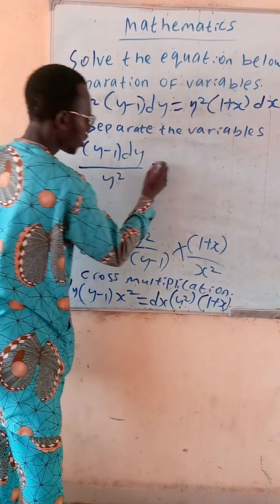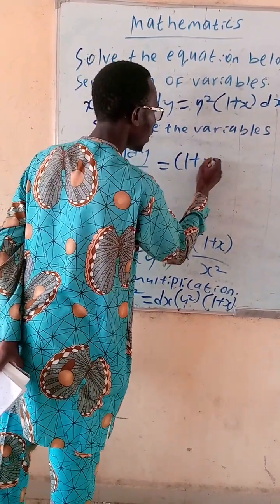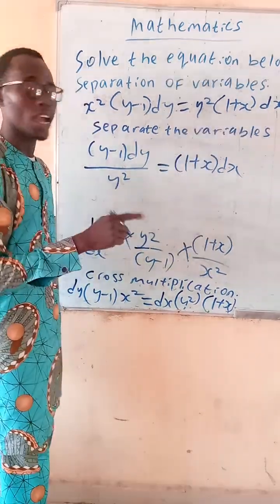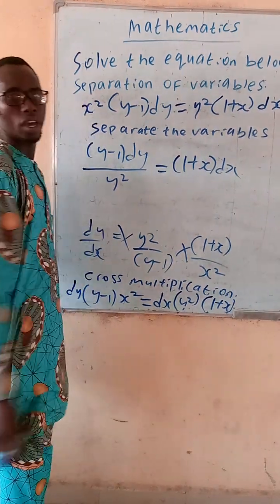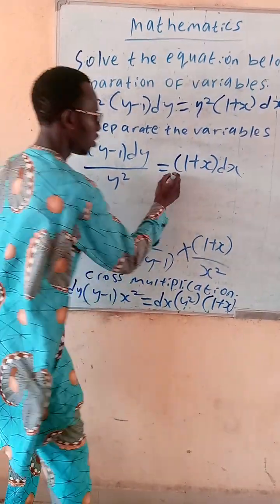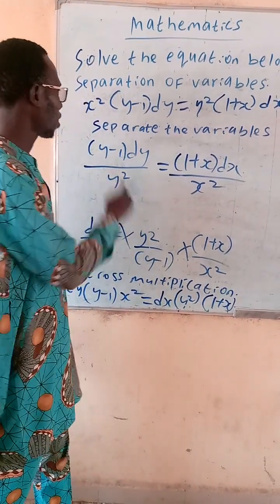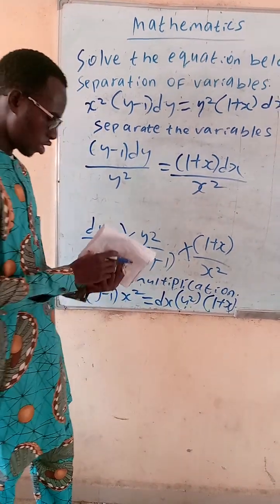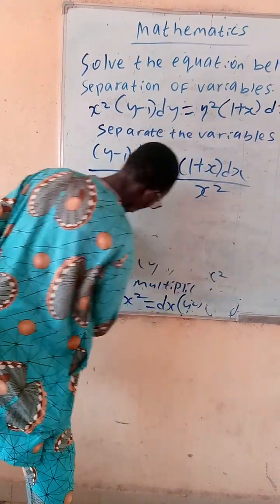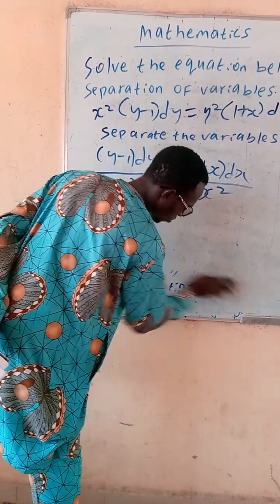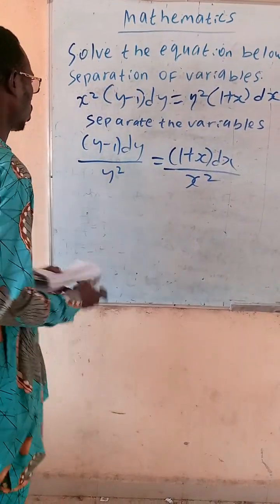So we have equals 1 plus x dx divided by x squared. Have you seen that now? 1 plus x divided by x squared. So we have successfully separated the variables, right? We are going to proceed further to solve it.